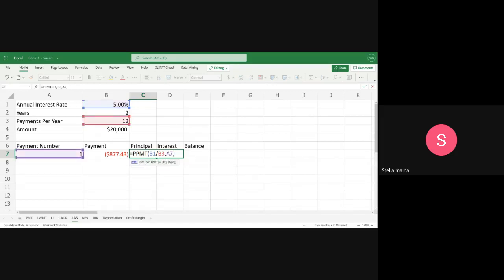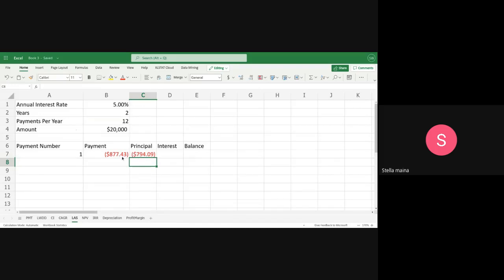And then I'm going to pick now the years multiplied by the payments per year. So multiply just the years by 12. So it's going to be B2 times B3. Okay. And then we're now going to have the amount that is going to be B4. So that will be the principal of the first payment.